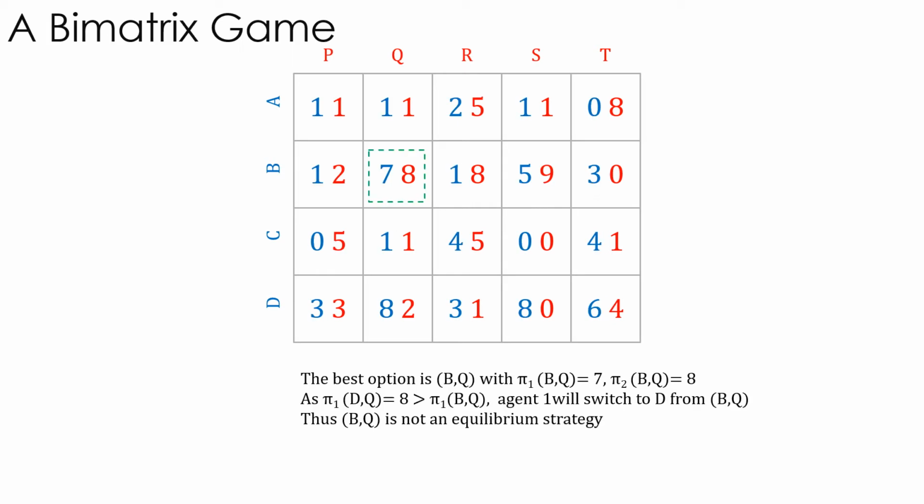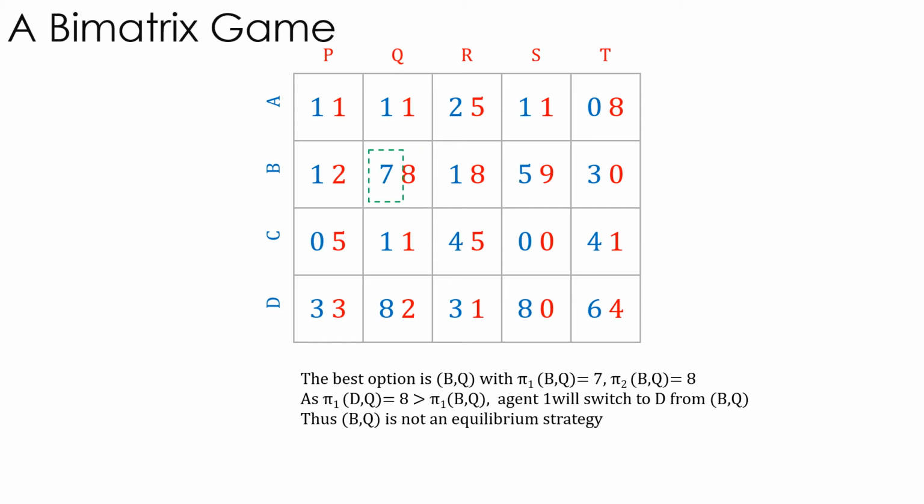Now, a great joint action would be BQ because that would result in payoffs of 7 and 8 for the agents, and the total is 15, which is very high, and 7 and 8 individually are quite high payoffs. Unfortunately, this 7-8 is not at Nash equilibrium.